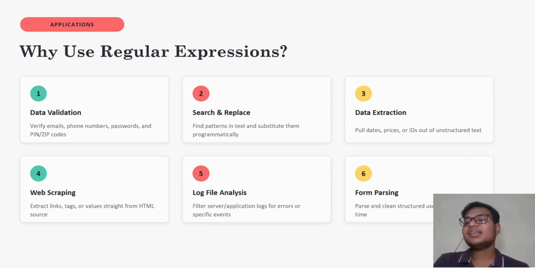Second is search and replace, which means finding patterns in text and substituting them programmatically. The third one is data extraction, which means pulling dates, prices, or IDs out of unstructured text. The fourth one is web scraping.